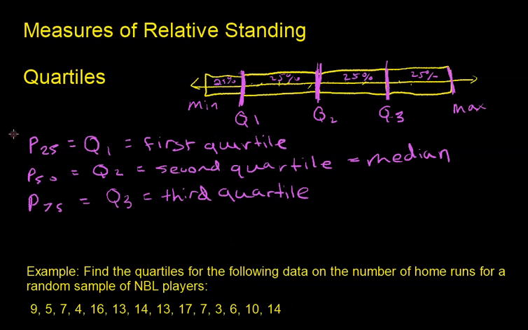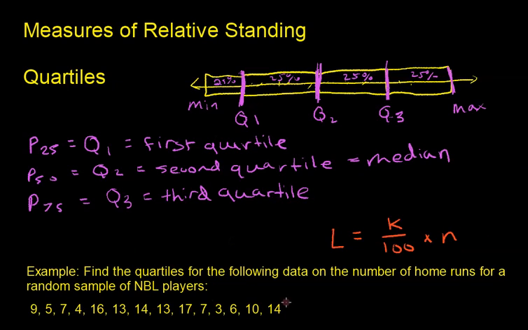Let's go ahead and try doing this. Let's practice calculating percentiles. I have some data from the number of home runs for a random sample of NBL players. So let's start. We want to remember the equation for calculating percentiles first. This equation was in a previous video. It tells us the location of the percentile. We're going to use it to calculate these quartiles. Remember, K is whatever percentile you're looking for, so it'll either be 25, 50, or 75. And then N is the sample size.